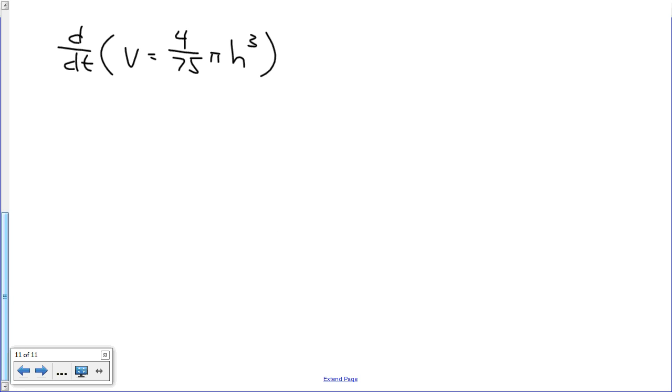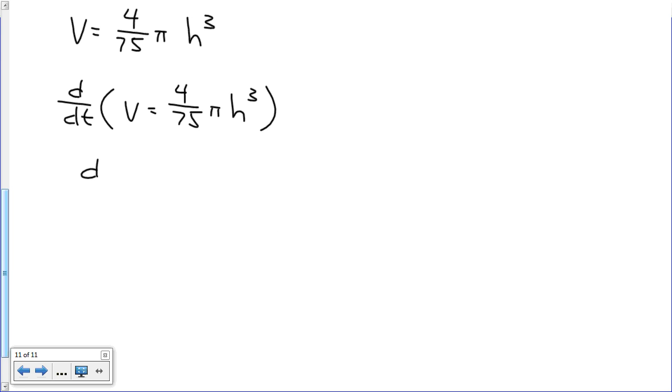And on the left side here, this is where we get our dv dt. We know dv dt. They told us that. And on the right side, we have a constant, that's 4 over 75 pi times our function. Derivative of h cubed is 3h squared times dh dt. Again, following chain rule when you take that derivative.